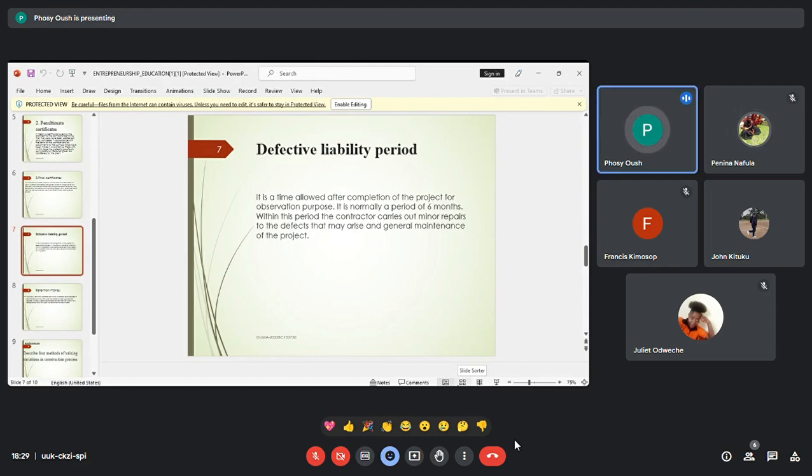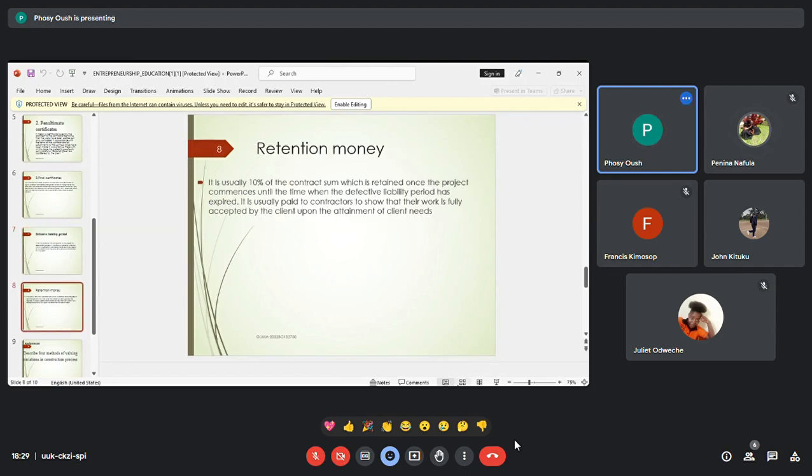So after the construction has been taken to completion, the contractor will be given extra time. Maybe if the project was to take 1 year, he will be given another 6 months so that he or she can go through the construction process to ensure that all the parts of the structure are well presented as required by the client. Then we have the retention money.